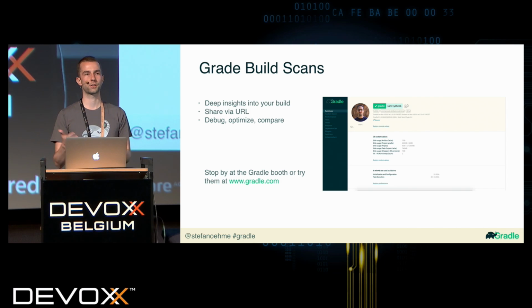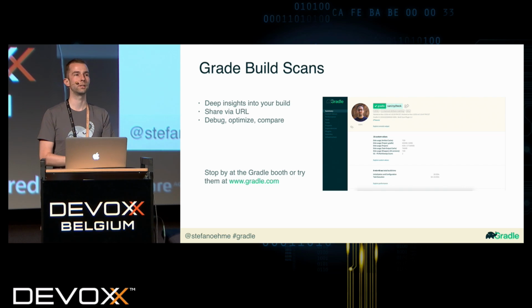With a build scan, you can just tell the developer, give me the URL of your build scan. And you can have a look at everything that was happening in their build and tell them, oh yeah, you're using the wrong Java version. And then maybe add a check to your build that makes sure this doesn't happen again.